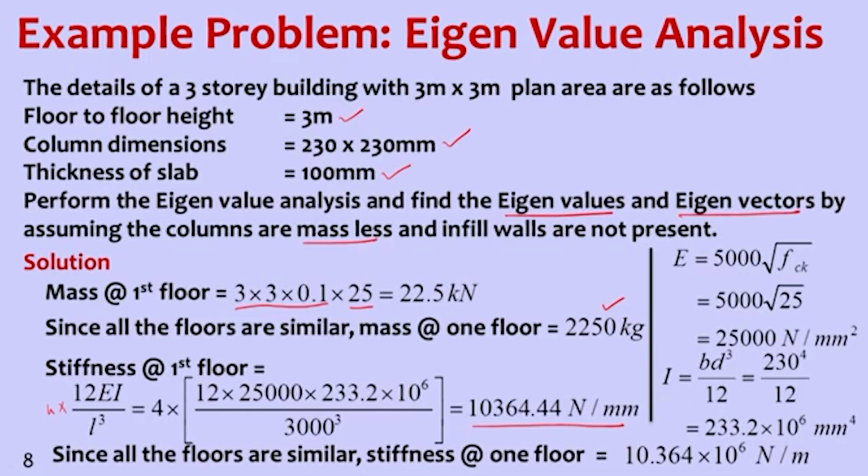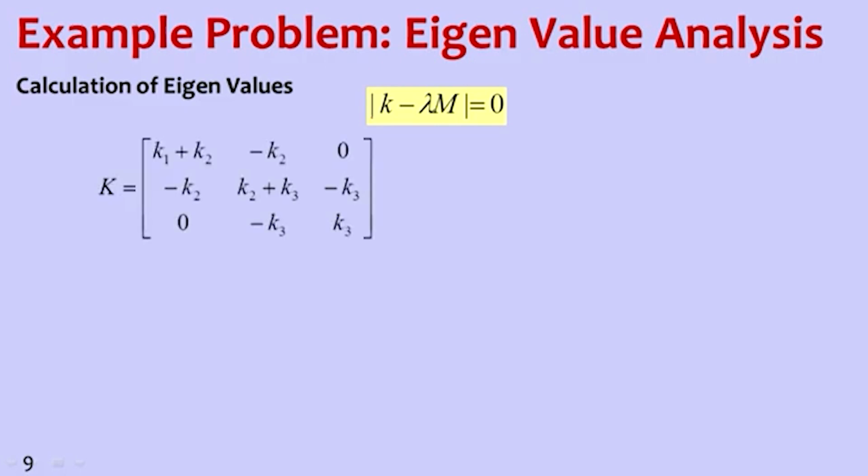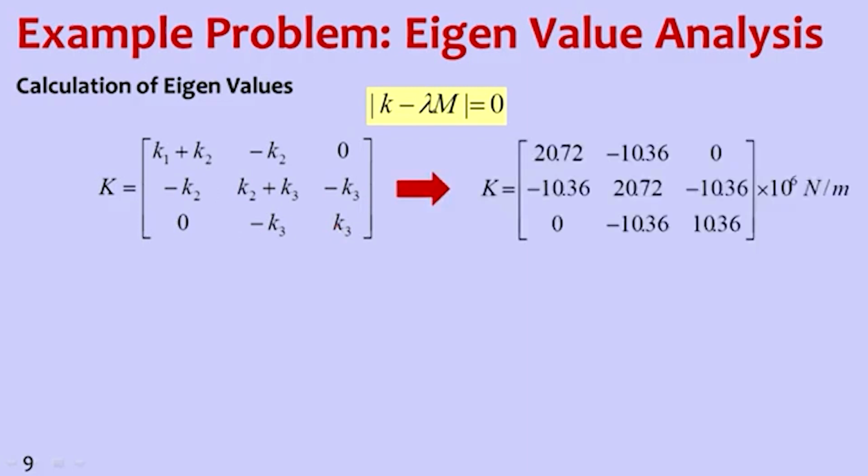Here you can observe that we have converted this into Newton per meter. Then we calculate eigenvalues. How do we calculate eigenvalues? By using the characteristic equation. So, we have the stiffness matrix as we have generated in the earlier class. So, K is equal to K1 plus K2, minus K1, 0; minus K2, K2 plus K3, minus K3; 0, minus K3, K3, and then the mass matrix is also there. If we plug in the values here, we get the stiffness matrix.